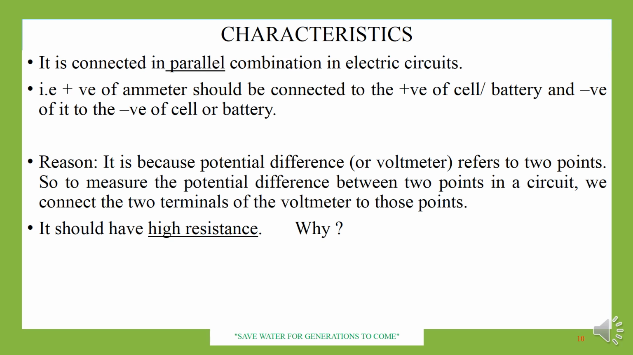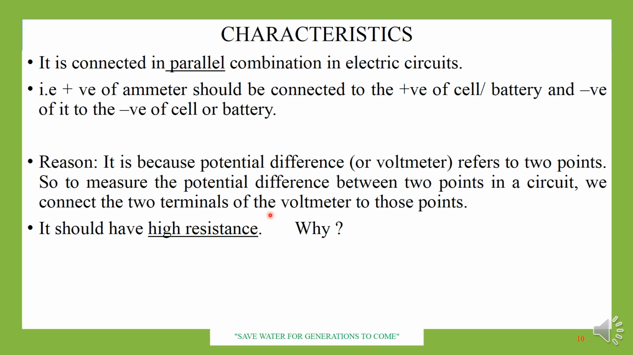Now the characteristics of the voltmeter again. It is always connected in parallel combination in electric circuits. Very, very important for MCQs. The positive terminal of the voltmeter should be connected to the positive of the cell or battery, and the negative of it to the negative of the cell or battery. Simple. The reason is that potential difference refers to two points. Potential difference means higher and lower. So to measure the potential difference between two points in a circuit, we connect the two terminals of the voltmeter to these points, right?